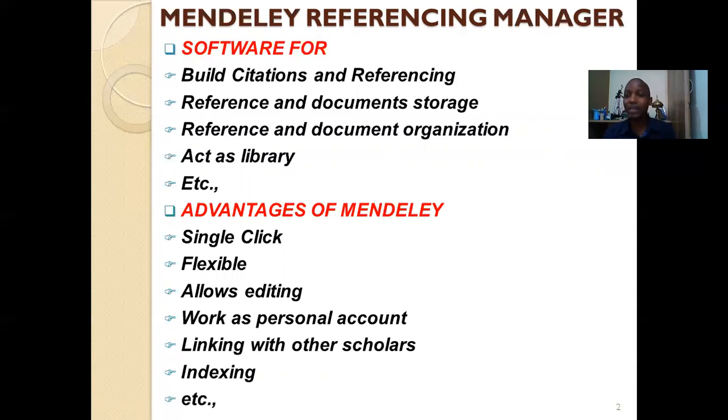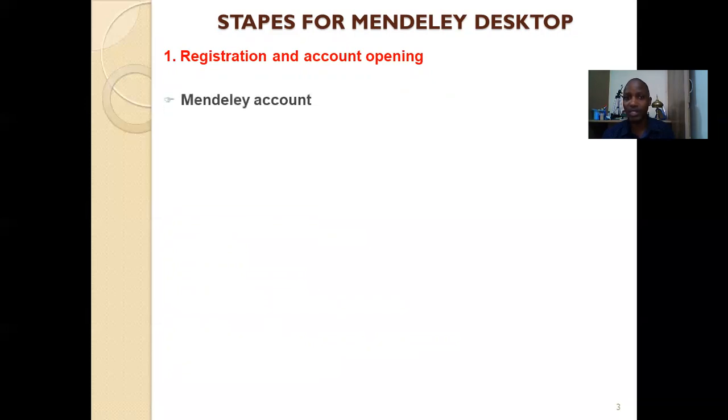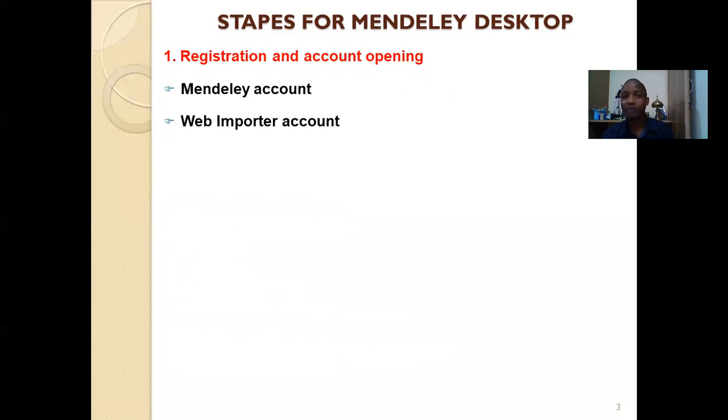We have the important steps that you should follow if we want to use Mendeley as one of the software for organizing your citations and references in a writing process. First, you need to register with that particular software. You register and come up with your accounts, like the Mendeley desktop account. You also have to create a so-called web importer account. I will show you how we do this. You can use the same Mendeley account for opening the web importer account.